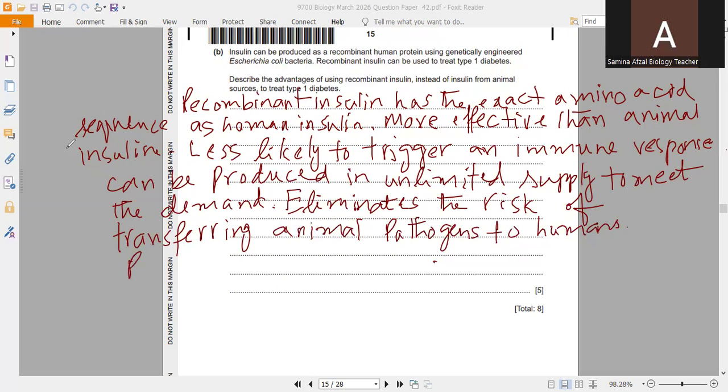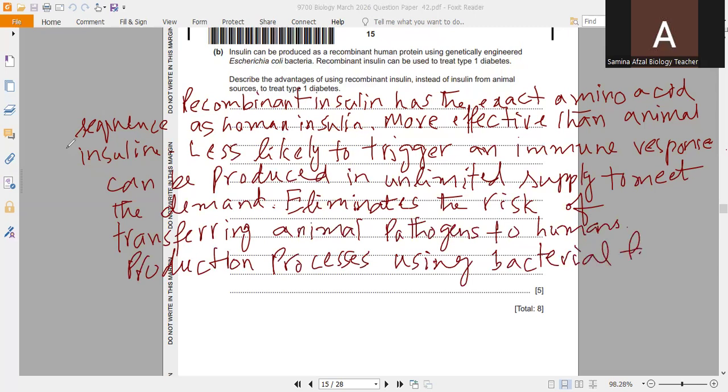Cost effective production. Processes using bacterial fermentation can be cheaper. Ethically and religiously acceptable.